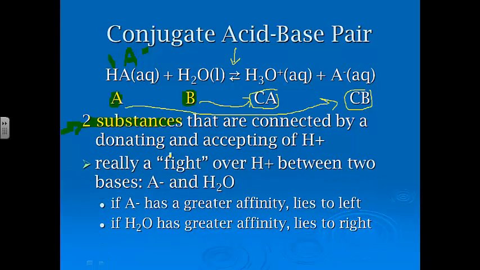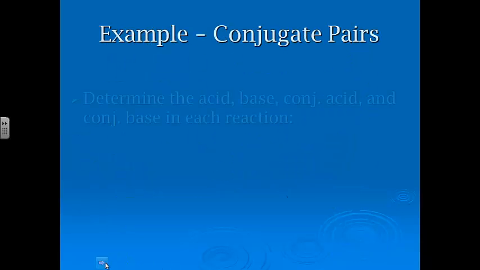And what happens is that the reality is really a fight over the hydrogen ion between two bases. Okay, either the anion that was attached to it in the first place, or typically water. Okay, and if the anion has a greater affinity, then the equilibrium will lie to the left, meaning it's going to form more of the reactants. And if the water has a greater affinity, then it's going to lie to the right, and it's going to form more of the products. Okay, remember this R up here refers to reactants. If it shifts to the left, it's going to have more reactants; if it shifts to the right, it's going to have more products.